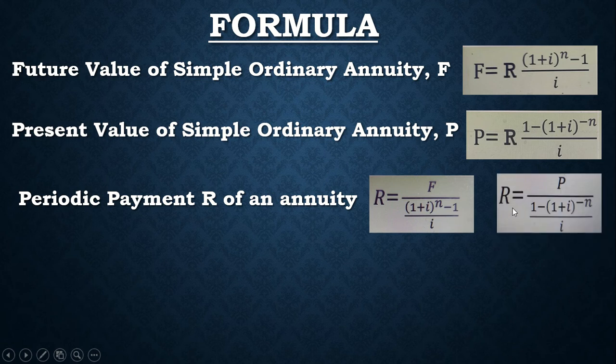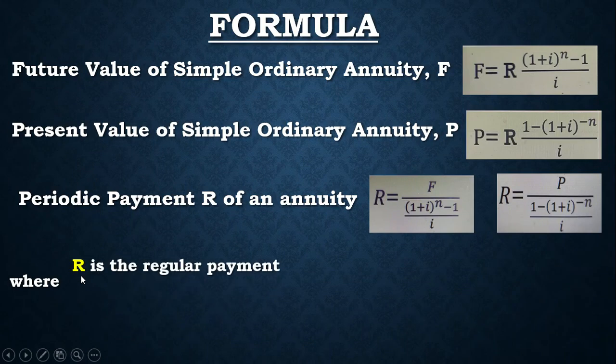Another formula: R is equal to P, or the present value of a simple ordinary annuity, divided by [1 minus the quantity of 1 plus I raised to negative N] divided by I. Mamaya po malalaman natin kung paano po siya i-compute sa calculator. Where this big letter R is the regular payment. Ito po siya. Dito po sa future value of simple ordinary annuity and the present value of simple ordinary annuity.